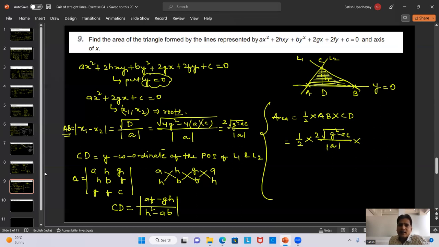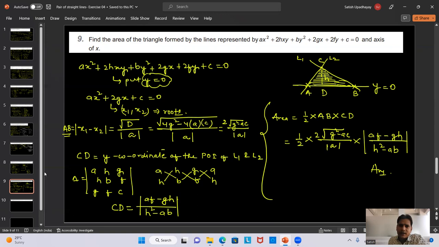And what will be the CD length? CD length is this: AF minus GH upon H square minus AB, okay? So if you are able to further simplify it, it's well and fine, or you can leave this question as it is. So this will be our area, okay? This will be our area.